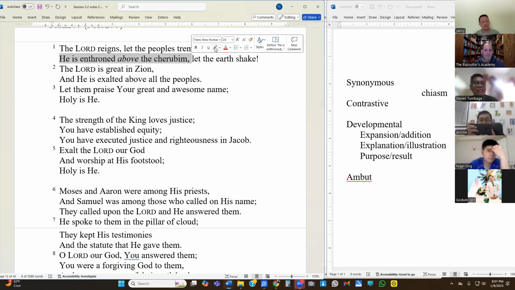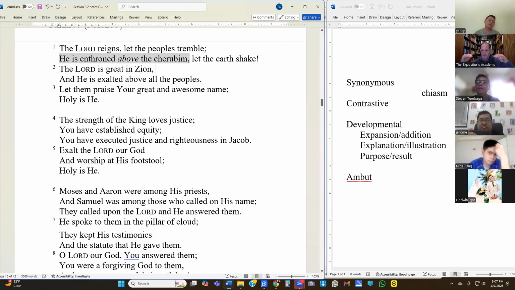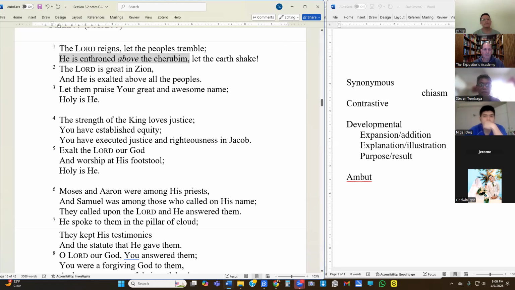He's enthroned above the cherubim. Okay, that's a picture of the mercy seat. When God would, in the wilderness with Moses, hover over the mercy seat, the mercy seat had a cherubim on it. And then notice worship at his footstool. Footstool at times can refer to the ark, can also refer to the temple or even the earth at times.